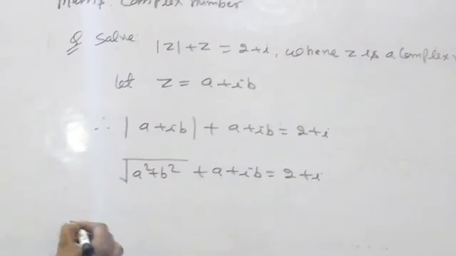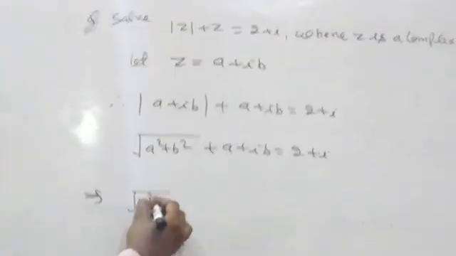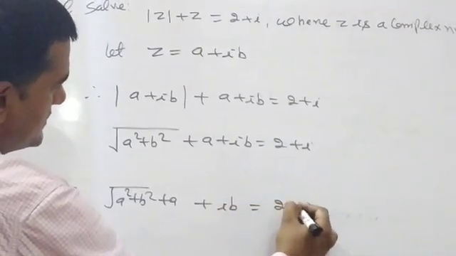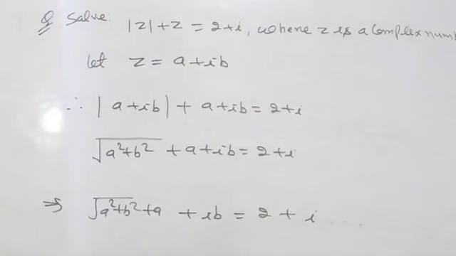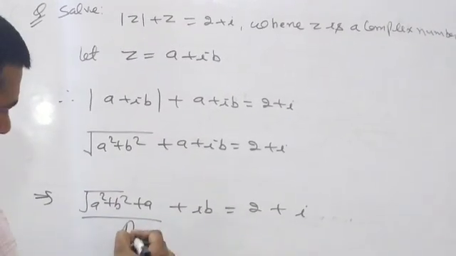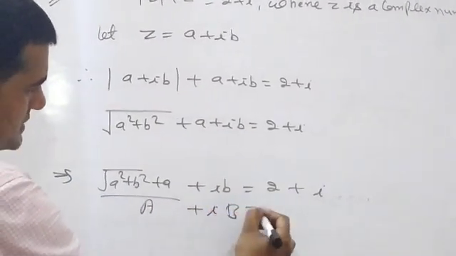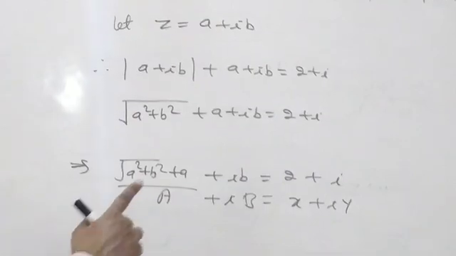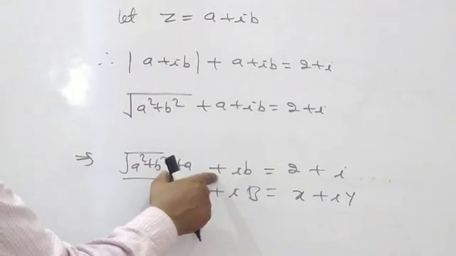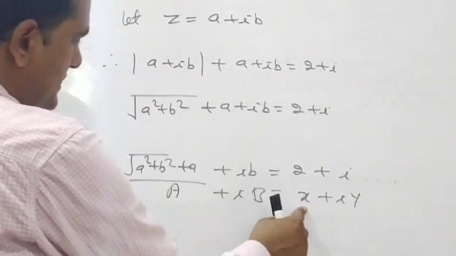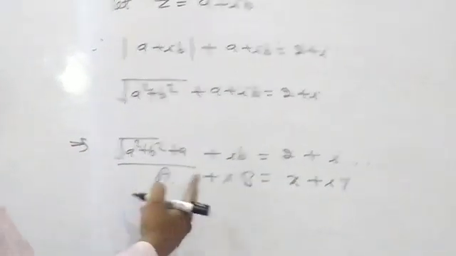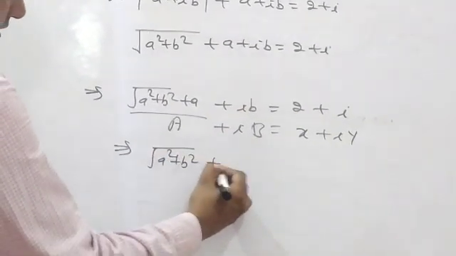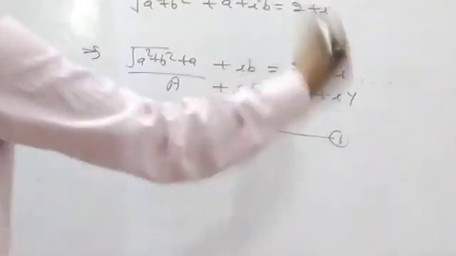Now, under root a square plus b square plus a plus ib is equal to 2 plus i. Now going to compare. Compare means this is a and this is ib, equal to x plus iy. Clear? Now going to compare the real part of the first complex number to the real part of the second complex number, that is a is equal to x. A is equal to x means what? Under root a square plus b square plus a is equal to 2, equation number 1.